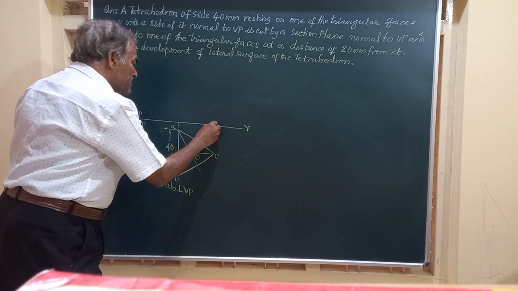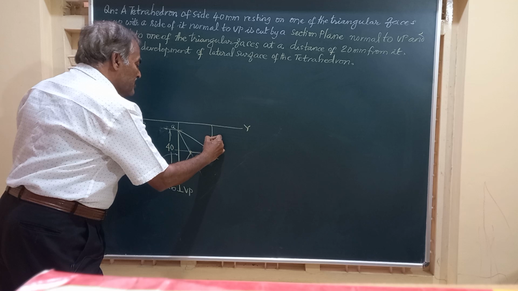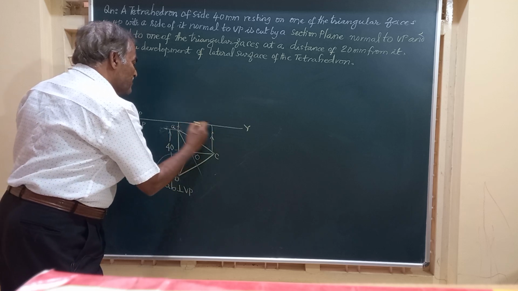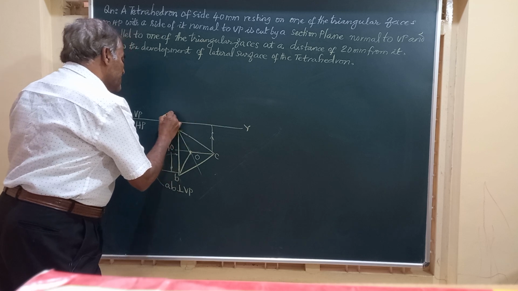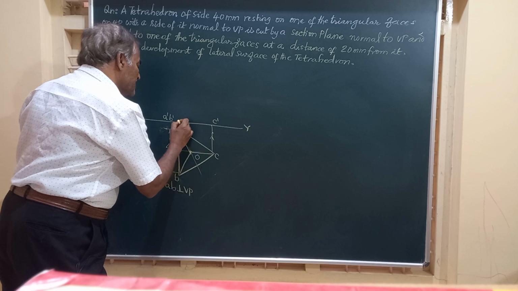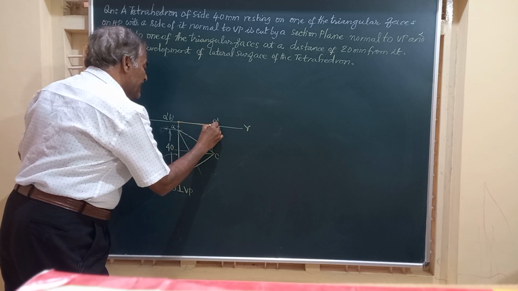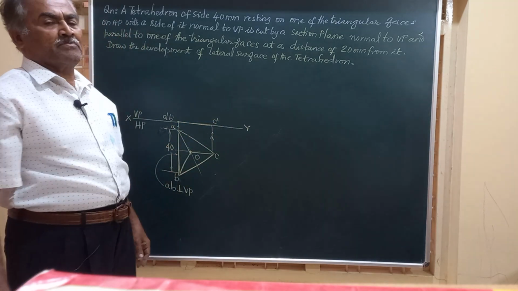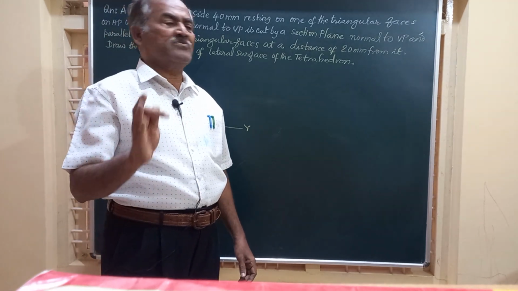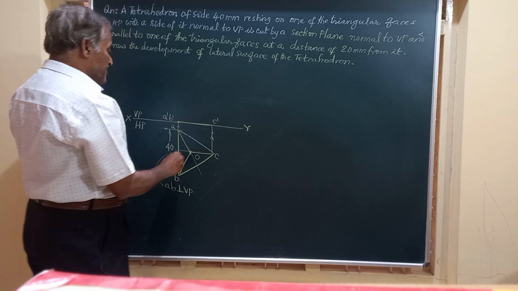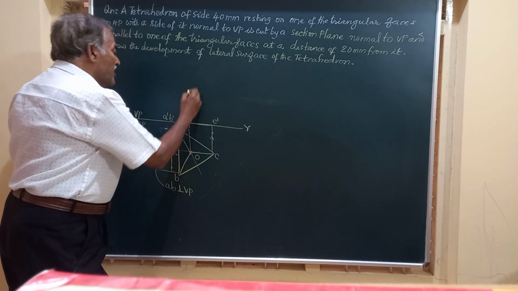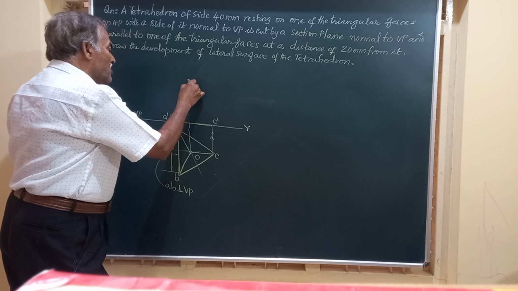Friends, let us produce all these corners A, B and C to meet XY at these points A dash, B dash and C dash. Here the line A dash, B dash, C dash represents the base or front view of the base on which the tetrahedron is resting. Friends, from here, from O, we'll draw a vertical line upwards.